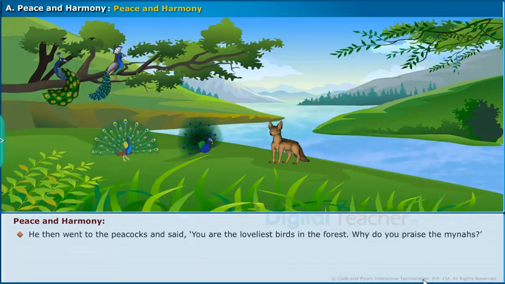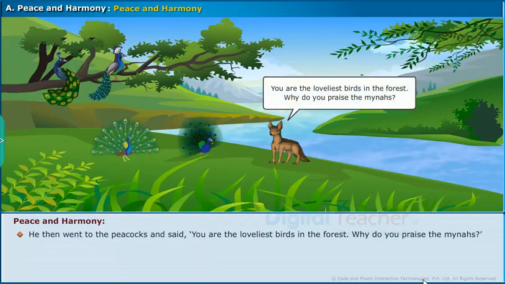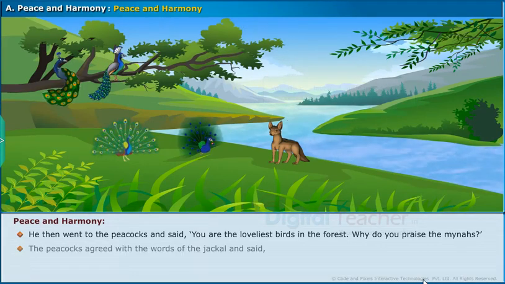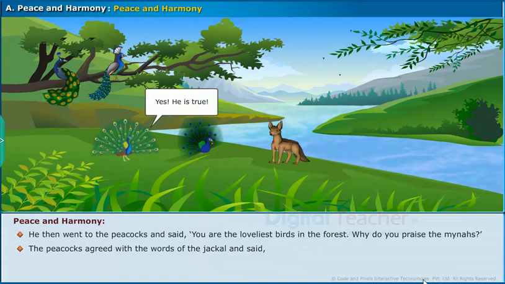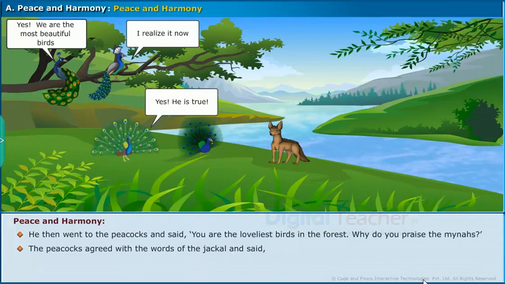He then went to the peacocks and said, "You are the loveliest birds in the forest. Why do you praise the minas?" The peacocks agreed with the words of the jackal and said, "Yes, he is true. I realize it now. Yes, we are the most beautiful birds."